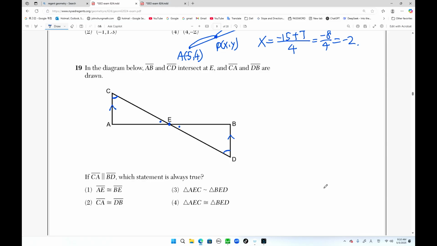AE and BE congruent? No, not always. Because this is similar, they might be different. This is not true. CA and DB, no, not congruent. Triangle AEC and the other triangle are similar, right? That is true. Not congruent, okay?